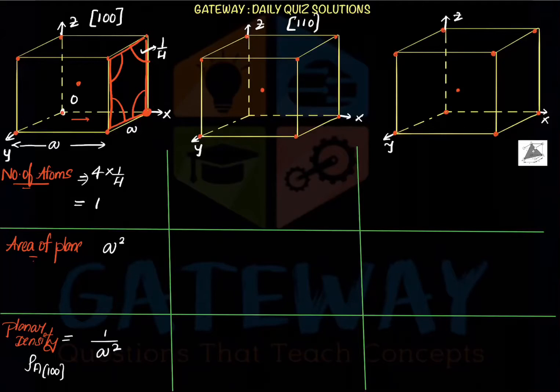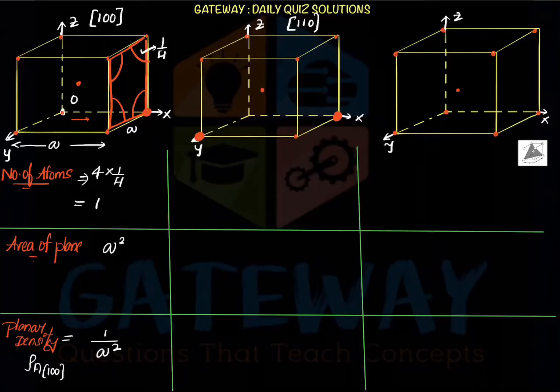To calculate 1 1 0, we need to move one distance along the x axis and one distance along the y axis. So if we move here, we will be reaching a point here on the x axis and a point here on the y axis, and there is no shift in the z direction.